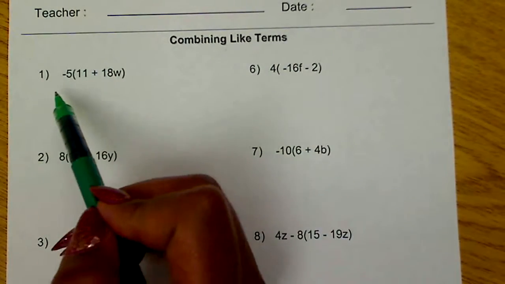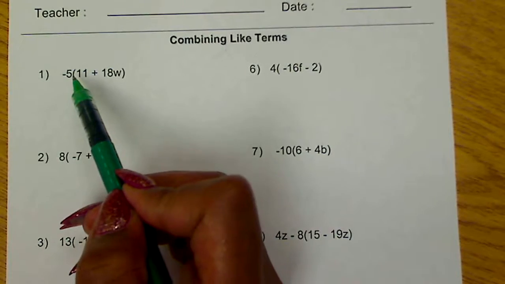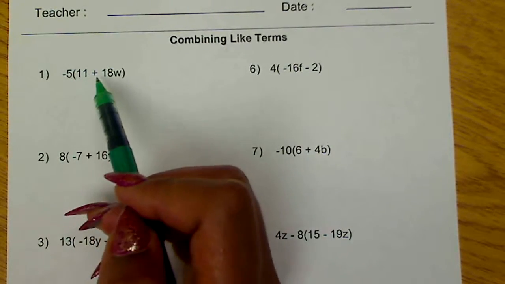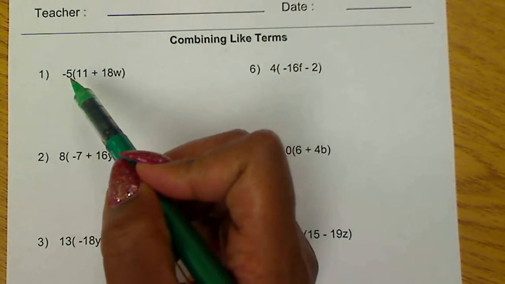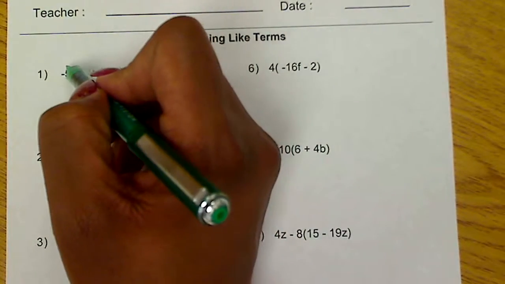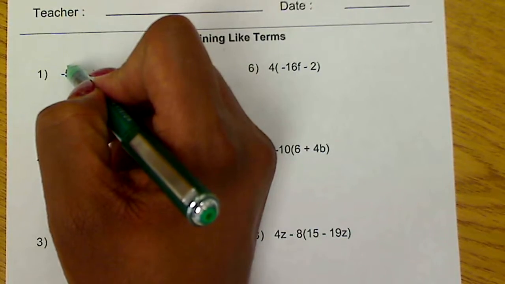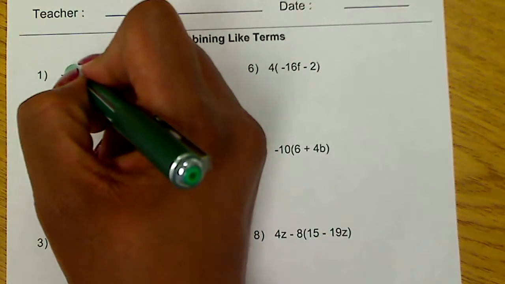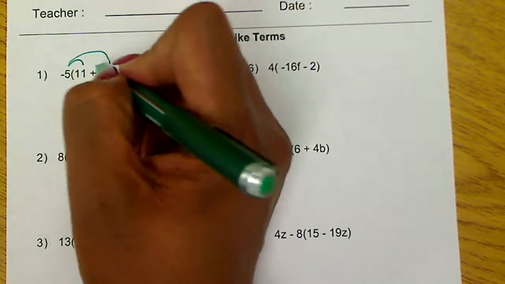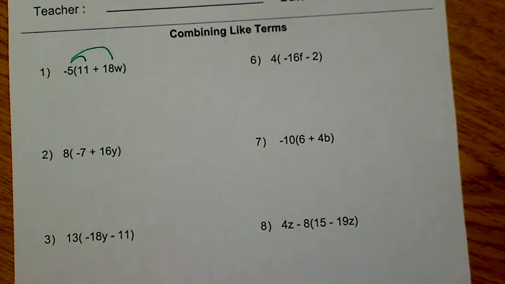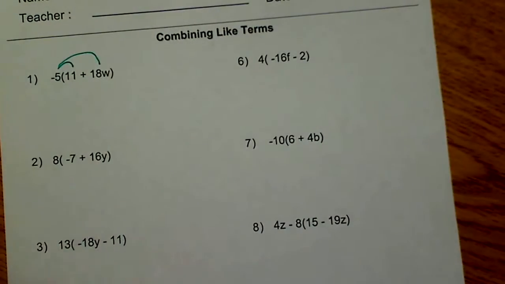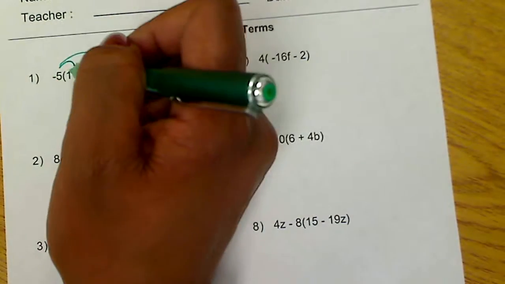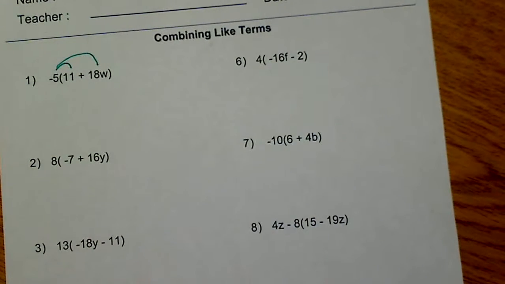All right. Number one, I have negative 5 on the outside of 11 plus 18W. When you have the 5 or a number on the outside of the parentheses, this number has to be distributed, that's why it's called the distributive property, to both terms on the inside of the parentheses first, and then you evaluate the inside. So I would have negative 5 times 11 and negative 5 times 18W.